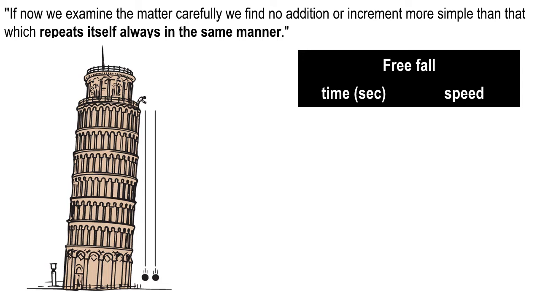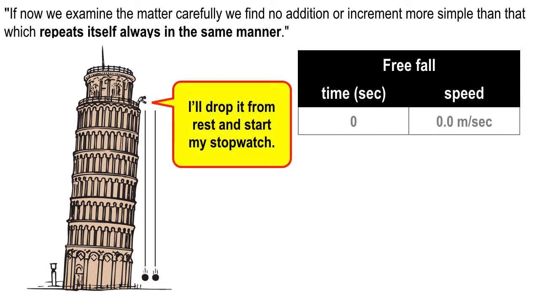So here's this thing. He's going to drop a cannonball or a musket ball or a donut, a cannoli. No, he probably wouldn't do that. But he's going to drop something from the Leaning Tower of Pisa. He's going to start and stop his stopwatch. And he can measure it with a ruler, work out the trig and everything, figure out the height. But he's going to start from rest.